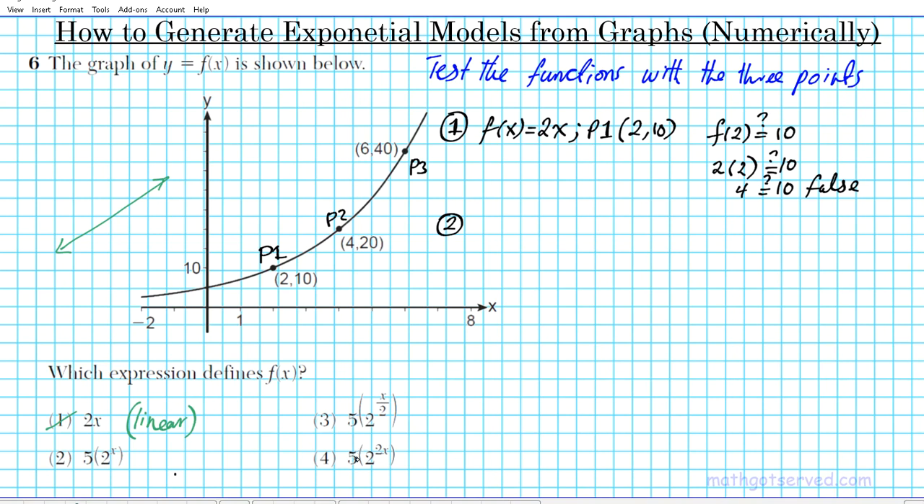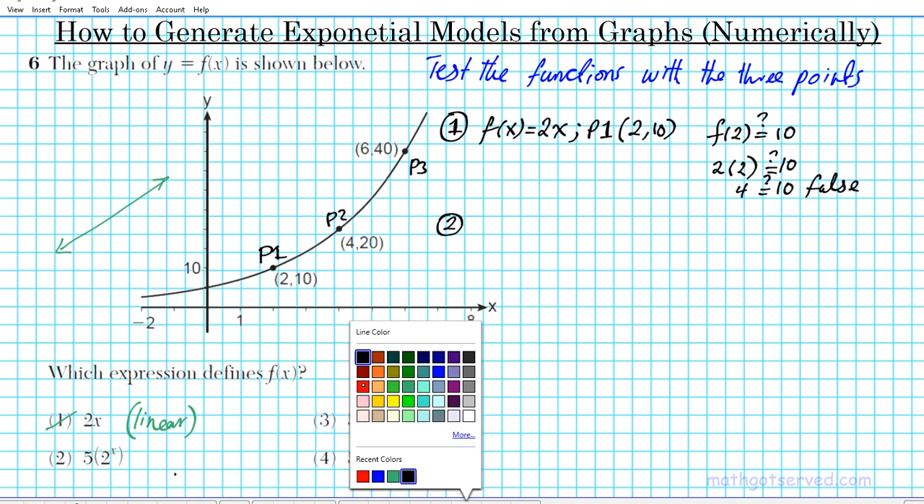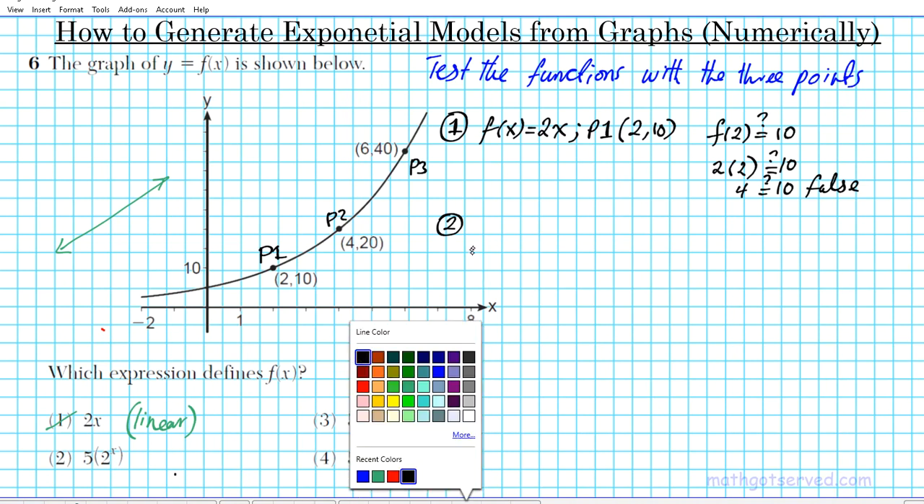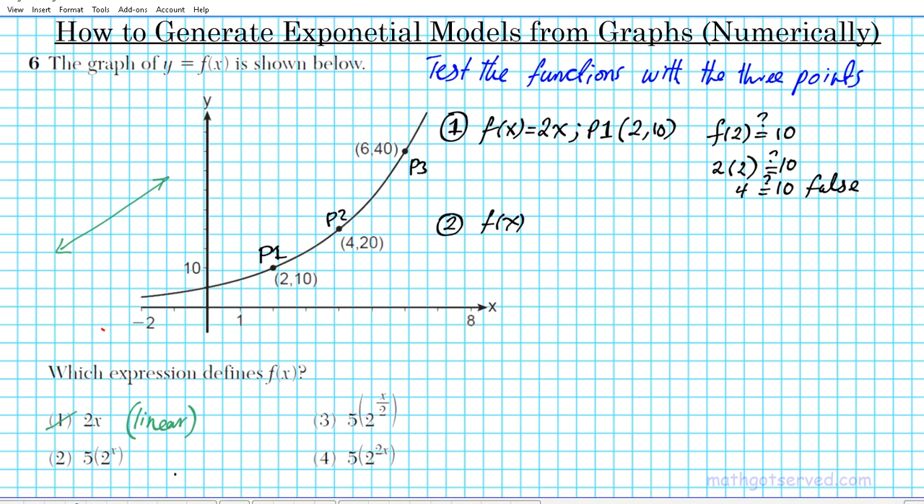Options 2, 3, and 4 are all exponential functions. How do we know? Because the variable term, the x, is in the exponent position. It's been exponentiated. So all these 3 are exponential functions, so we have to check them all. Let's continue with option 2. Option 2, the function is 5 times 2 to the x. I didn't write it correctly. So 5 times the quantity 2 to the x.